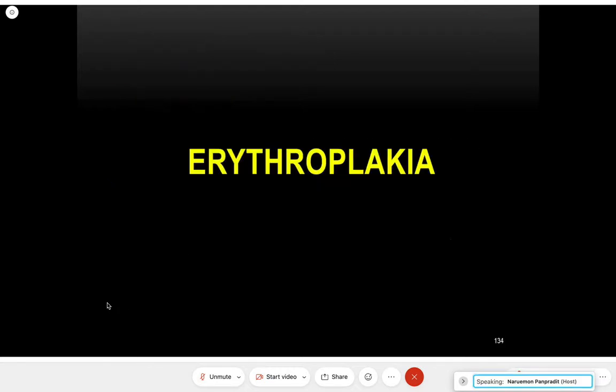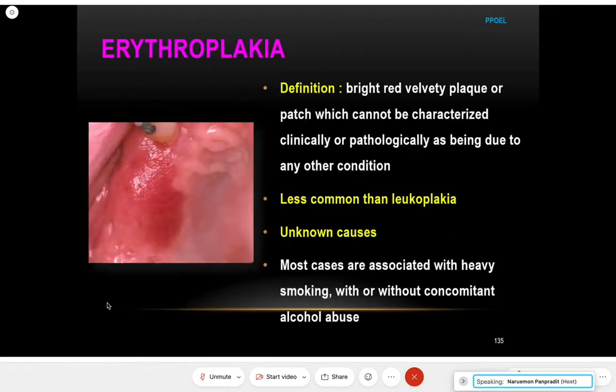Next, erythroplakia. In Thai, it means a red patch of unknown cause, where no reason for the red patch can be found. So we think of erythroplakia, a bright red velvety plaque or patch which cannot be characterized clinically or pathologically as any other lesion. We throw it to erythroplakia, but it is very uncommon and difficult to see. But if you see it and suspect it, please hurry to do the biopsy, because it is much more dangerous than leukoplakia.